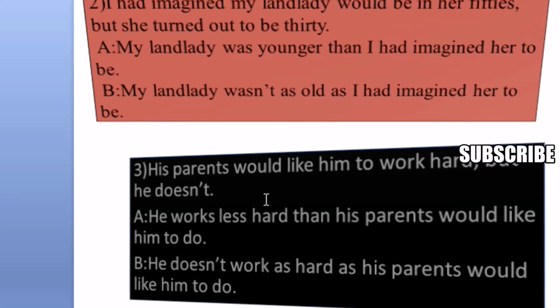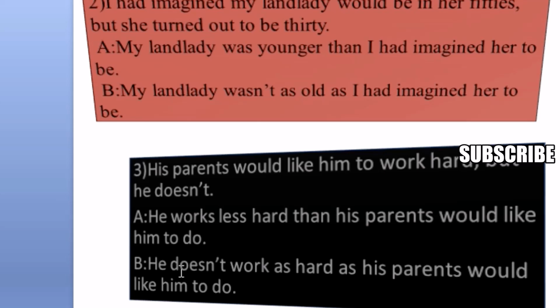Why? I'll tell you. Option A: he works less hard than his parents would like him to do. You might be confused here. Don't be confused. My duty is to make you understand. Now listen attentively, my dear. He works less hard. You might be thinking about harder, but that is a negative comparison. The sentence said that the person does not work hard. That is why we have to write less hard. So, he works less hard than his parents would like him to do.